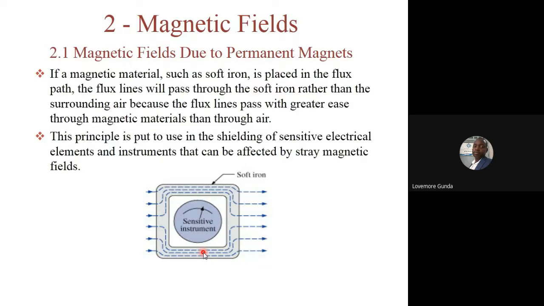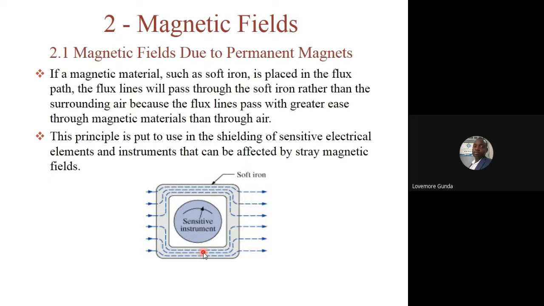Then, if a magnetic material such as soft iron is placed in flux paths, the flux lines will pass through the soft iron rather than surrounding it, because the flux lines pass with greater ease through magnetic materials than through air. That is what I was explaining. And that principle is used in what is called magnetic shielding.